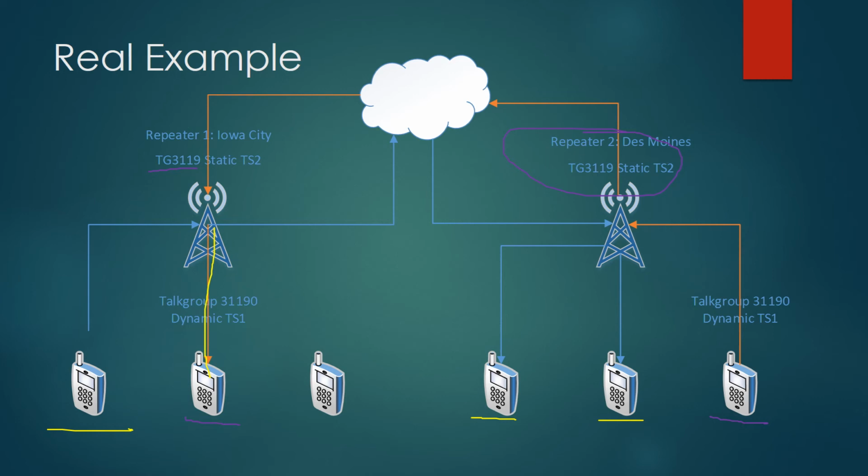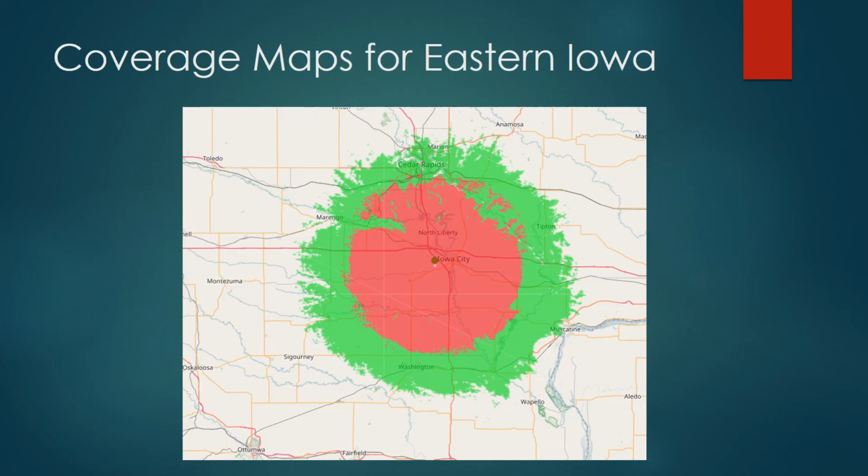So I hope that that kind of gives you a very, very top level, real brief explanation of how DMR works. I'm going to close this by showing two coverage maps. This is the projected coverage of two repeaters that are going to cover eastern Iowa. This is the Iowa City repeater, and you can see that the red area tends to be where the repeater is reachable indoors, and the green area is where it will be reachable outdoors. So you can see that it almost makes it to the town of Cedar Rapids.